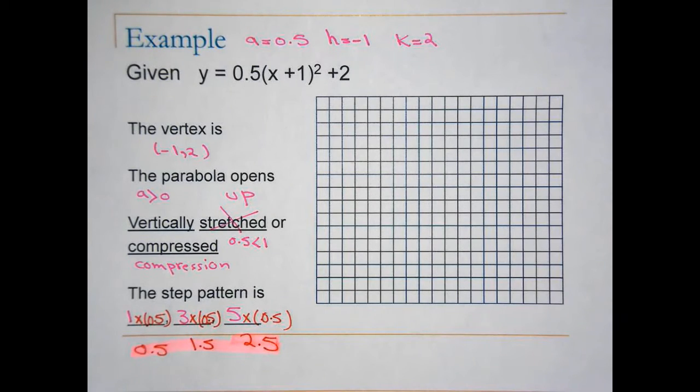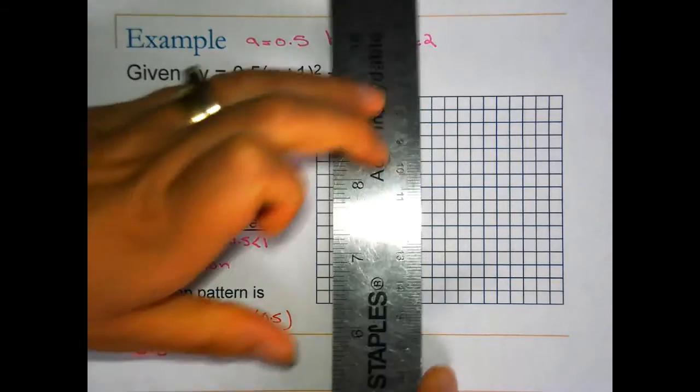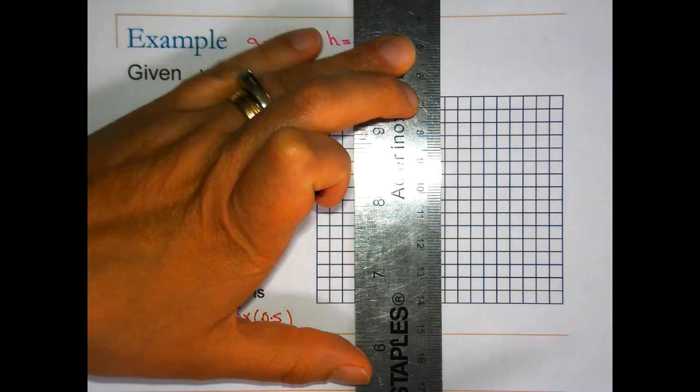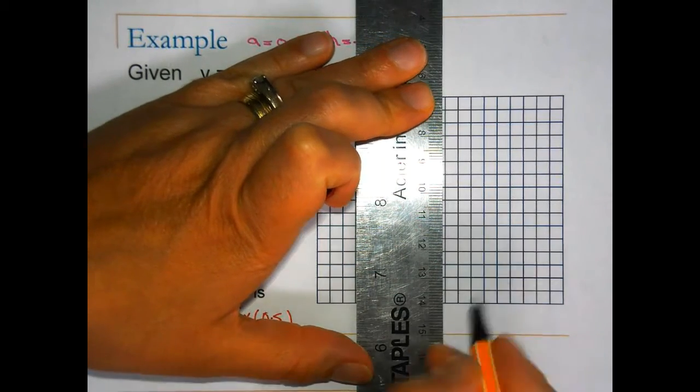Now again it's at -1 and 2 and it opens up, so keep that in mind. That means I'm going to put my x-axis a little bit lower.